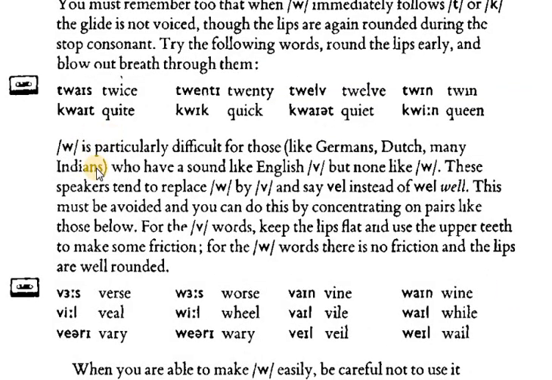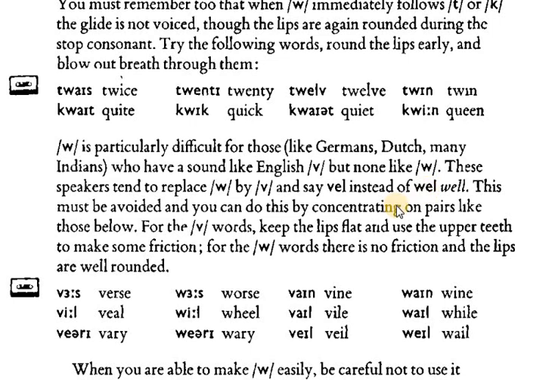Now, w is particularly difficult for those like German, Dutch, and many Indian speakers who have a sound like English v but not like w. There will be a confusion between these two sounds. These speakers tend to replace w by v. They are going to say "vell" instead of "well". This must be avoided, and you can do this by concentrating on pairs like those below.